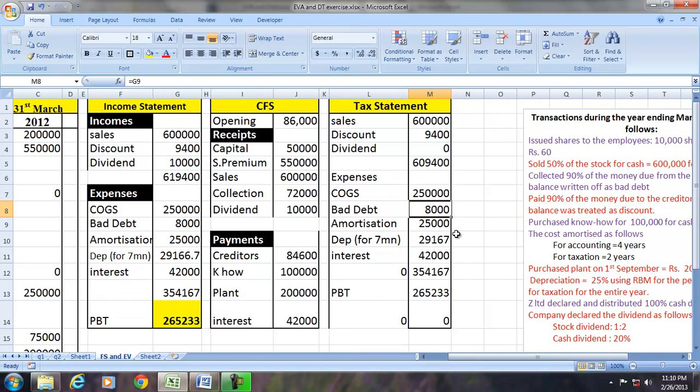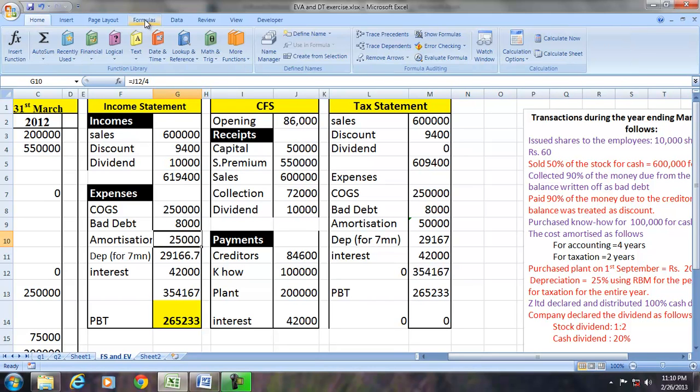Amortization, it says amortization for taxation is 2 years, so therefore the value of the amortization is 50,000. The value of amortization for accounting is 25,000. The value of amortization for taxation is 50,000.